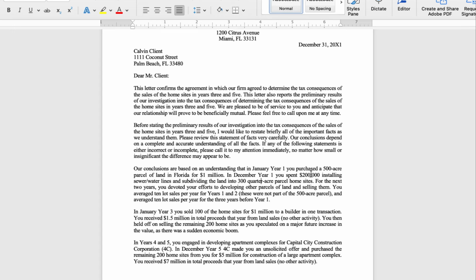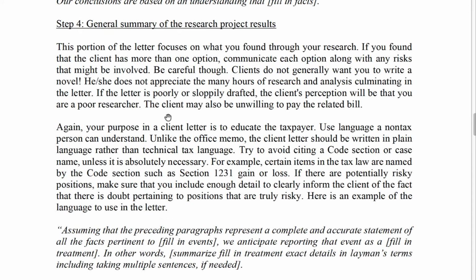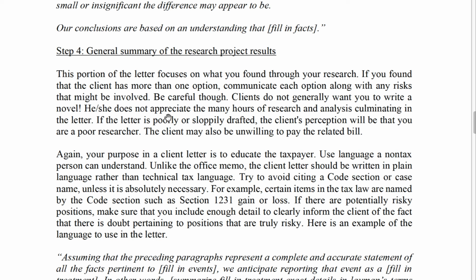So let's see what our PDF says for step 4. All right, step 4 is a general summary of the research project results. In this summary, we want to provide the conclusion that we came to. We also want to get a little into the details of how exactly we got there, if there's anything important to note. Also, if the IRS is going to argue from the other side, we need to mention that as well. We talked about that earlier in our discussion. That's really the main things, okay?